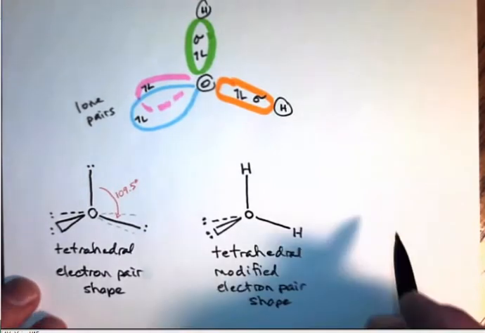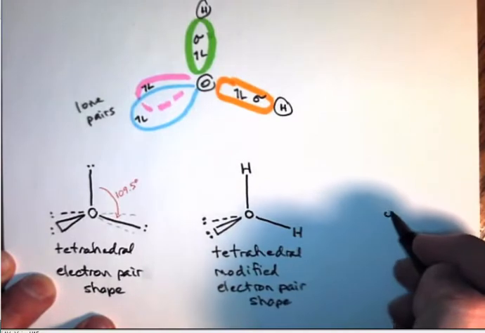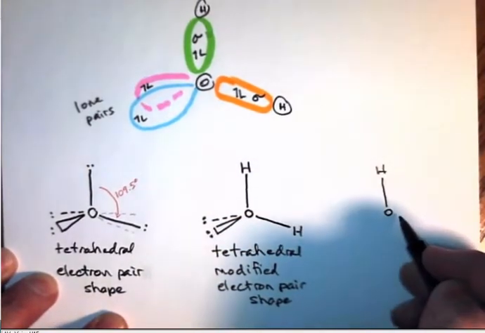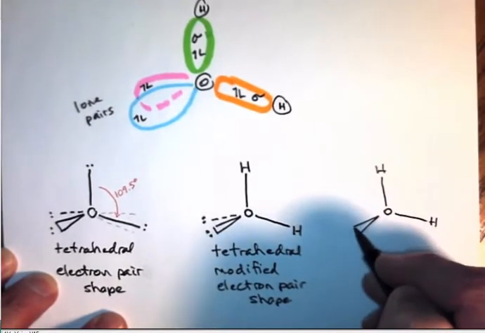The next thing is to redraw this exact same drawing. So I've got an oxygen here, hydrogen going up here, hydrogen coming out here, 2 lone pairs.